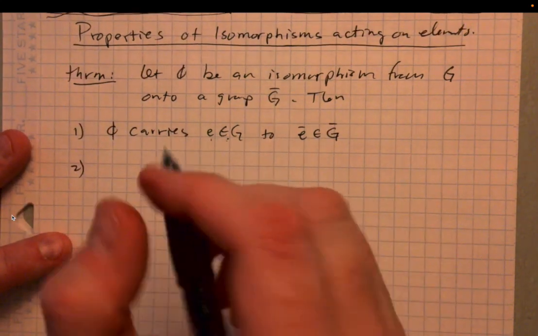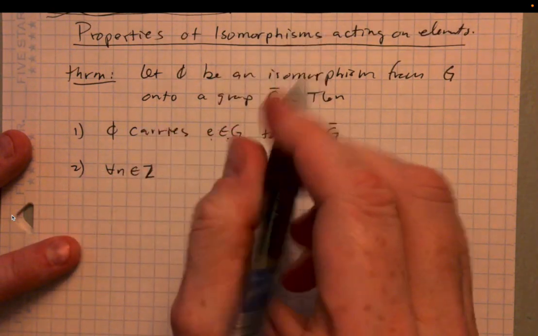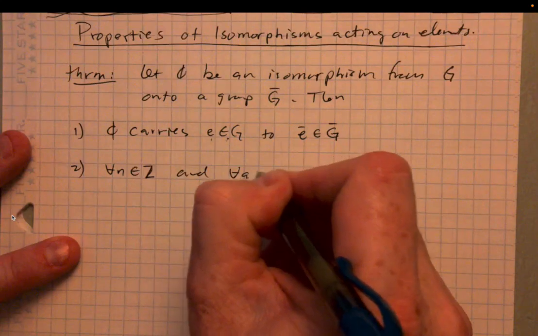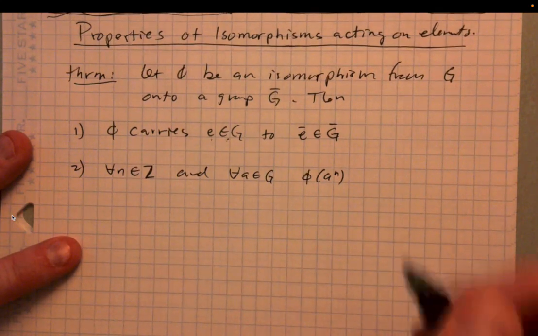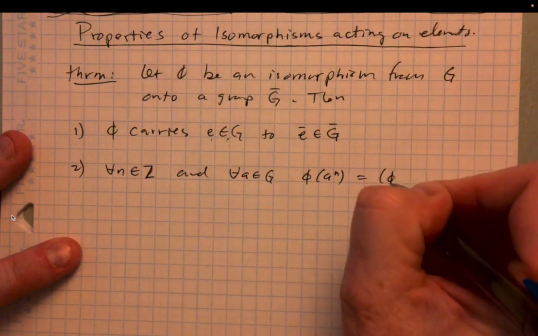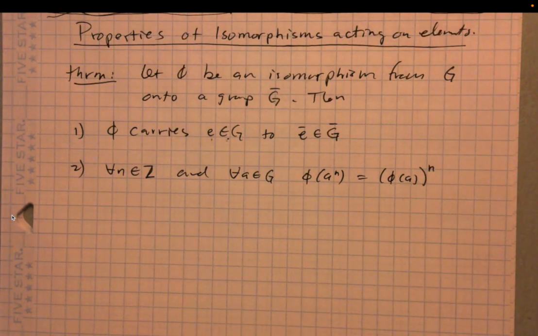The next one says that for all integers n and for all elements a of the group, phi of a to the nth power is equal to phi of a, all raised to the nth power. So if I raise a to the nth power and then map it, I'm going to get the same result as if I map a and then raise the result to the nth power. Again, a consequence of the groups being isomorphic and having the exact same structure.